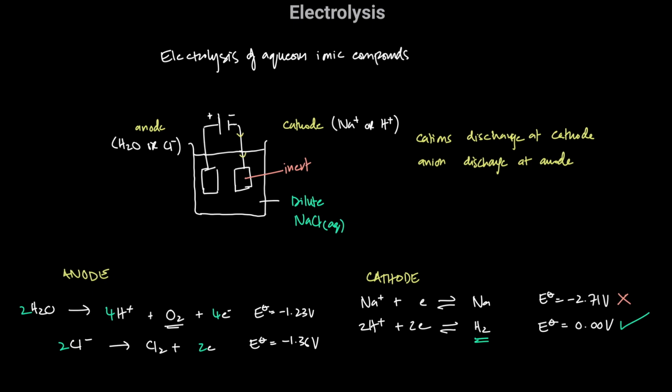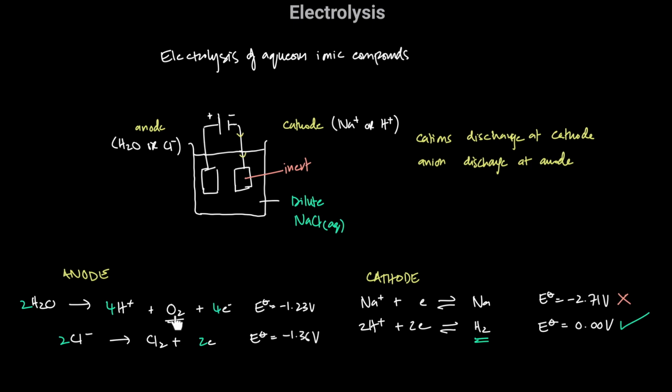Okay, so at the anode we can clearly see that the discharge of oxygen gas, the production of oxygen gas, is much more favorable than the production of chlorine gas. This value is less negative and this is more negative. So the discharge of chlorine is less favorable, the value is more negative. So over here we can say that instead of chlorine gas, we're going to have oxygen gas. Our product at the anode is oxygen gas, and our product at the cathode is hydrogen gas.